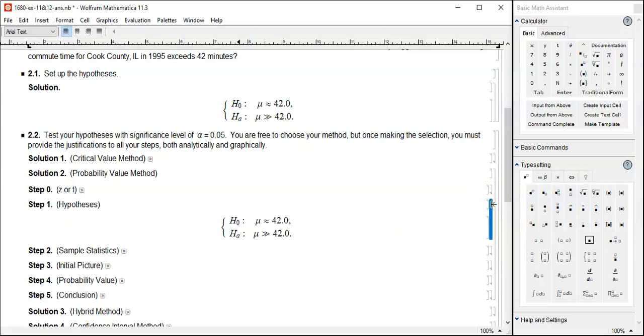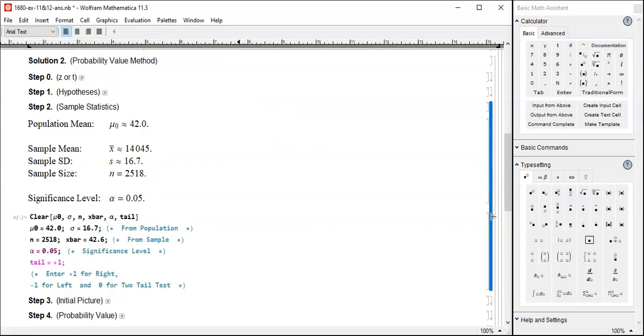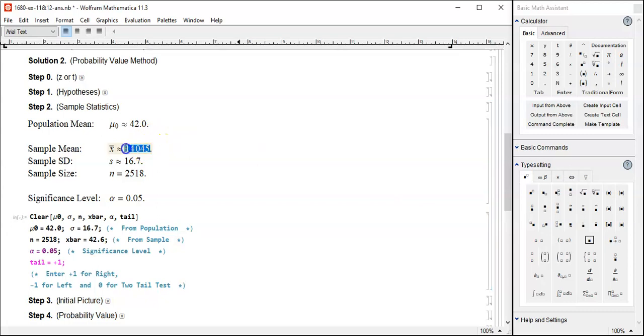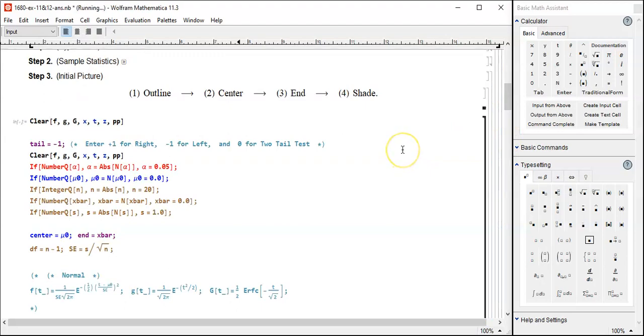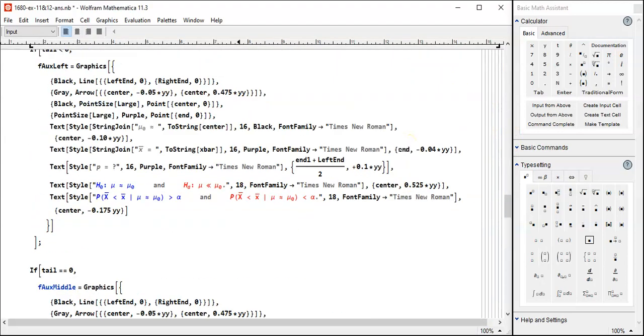The hypothesis, of course, remains the same. And the sample statistics, again, all the same. I just copied and pasted incorrectly. 42.6 minutes. Yeah, it's correct here. It's running correctly there. And then the initial picture is a little bit different. We're not looking for the critical value.